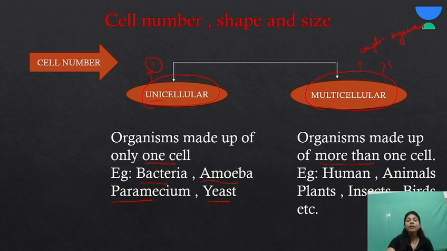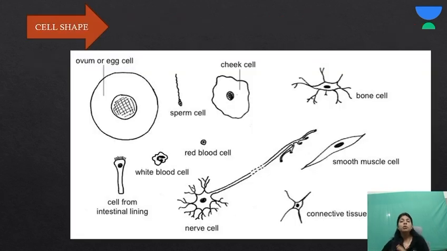Okay, now the next one is the cell shape. Depending upon the function, the cell shape varies. Like if you talk about the ovum, which is the female gamete of human beings, it is round in structure, whereas the male gamete looks somewhat like this. Okay, then you have a cheek cell which appears irregular. You have bone cells which are known as osteocytes. Okay, so they look somewhat like this. Then you have cells from the intestinal lining. So they are columnar, having some cilia, that is finger-like projections on their body, for their particular function.